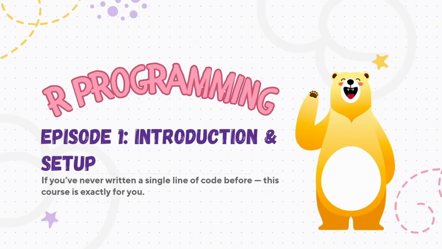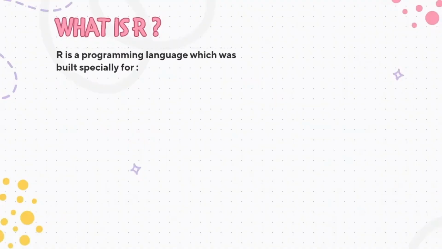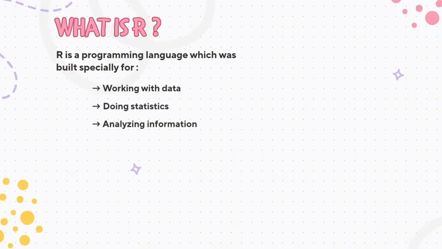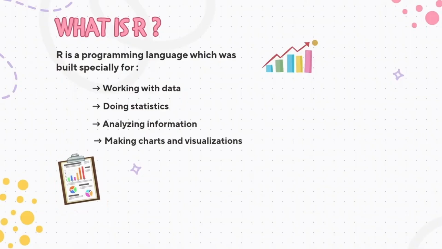Alright, so to begin with, let's ask ourselves this question: what is R? Well, R is a programming language, but not just any programming language. R was built specifically for working with data, doing statistics, analyzing information, and also making charts and visualizations with the help of data. So yes, R is very data specific, and it shines the moment you start working with numbers, tables, spreadsheets, or anything real world related.